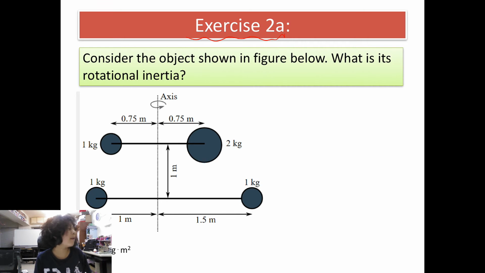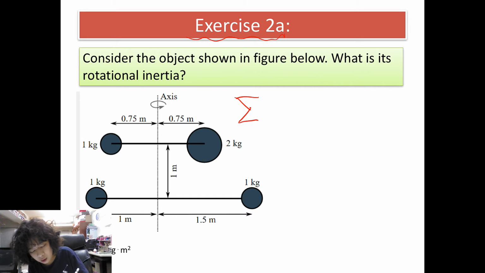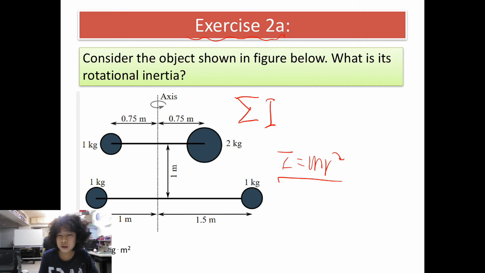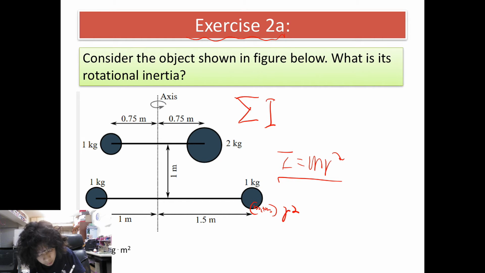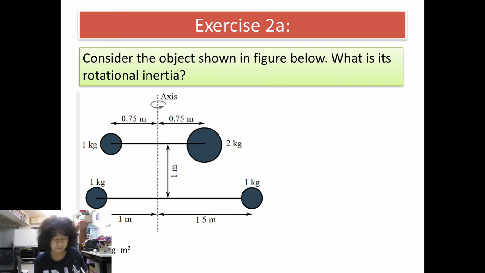So rotational inertia, remember, we just calculate all of them together. It is the sigma of I, right? So first, remember I equals mr squared. So if we have the same r, we can just use r squared, and here it's maybe m1 plus m2, if they all have the same r. Okay, so then we can look at this question.